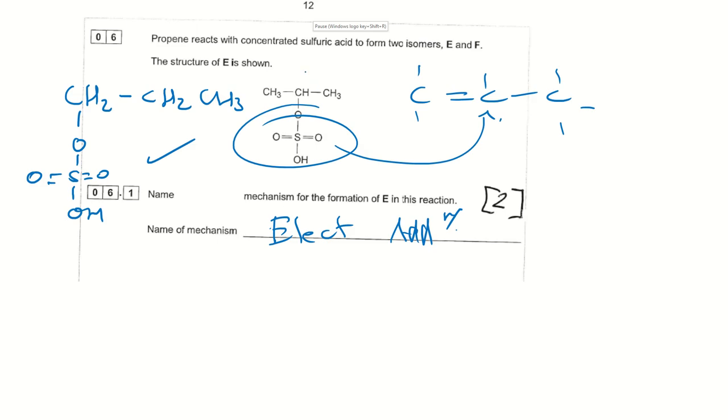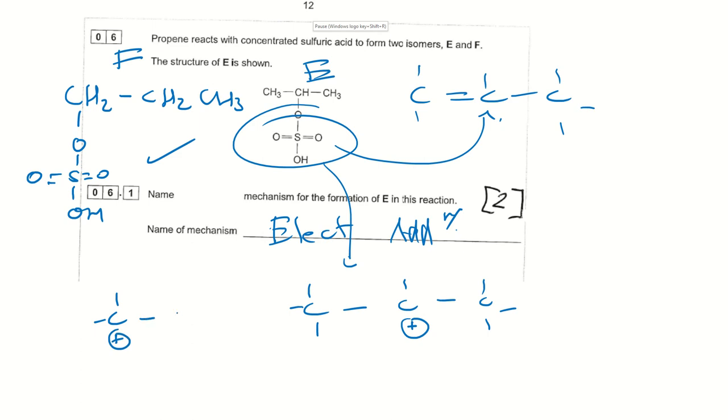So explain why more of isomer E is made than isomer F. Well, if we look at isomer E, which is here, and then we have F here. So isomer E, if we work out the carbocation that isomer E must have come from, it must have been that one, and then if we work out the carbocation that this one came from, we'll see that is secondary for isomer E, and for isomer F this is primary.